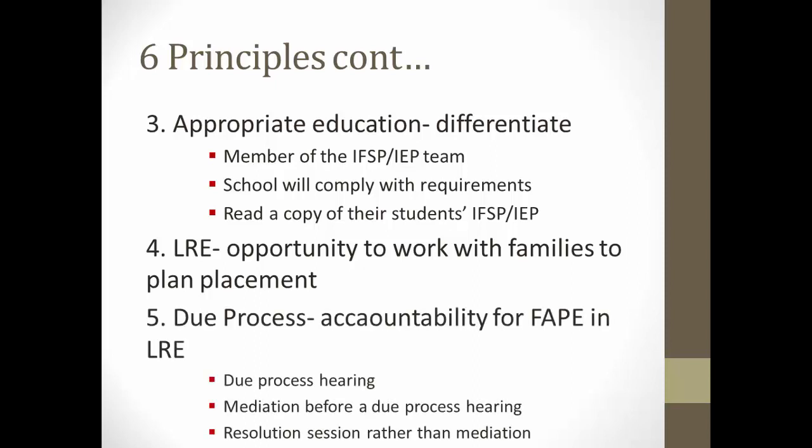Number 5, the due process. Just a couple notes on this, because I think you understand this a little bit. This provides accountability for FAPE in the least restrictive environment. So the parents can go to due process, which is a litigation type of hearing. Hopefully it's a positive litigation hearing where the outcome can be a more inclusive environment for the child. Hopefully due process is not enacted. This is, of course, I think, a last resort.